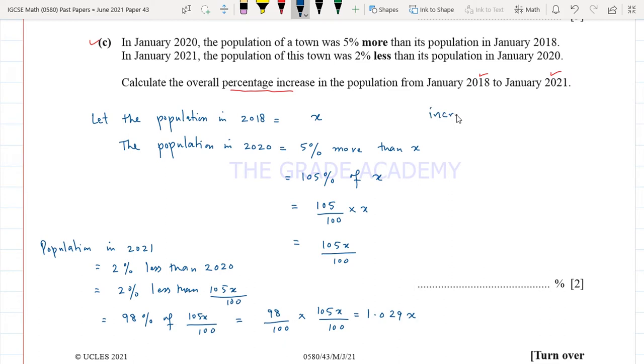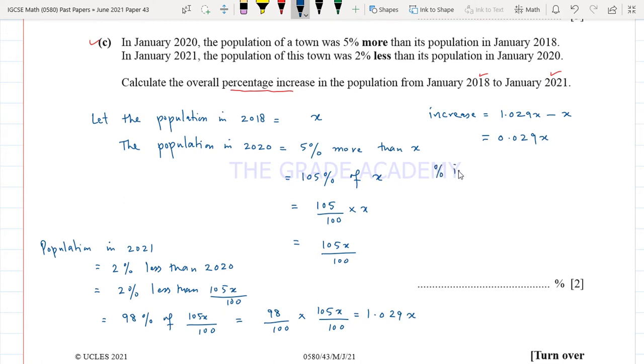So the increase is 1.029X minus X. The population in 2021 is 1.029X and in 2018 it was X, so we will subtract them to calculate the increase. So this becomes 0.029X. This is the increase in population from January 2018 to January 2021. Now we are going to find the percentage increase.